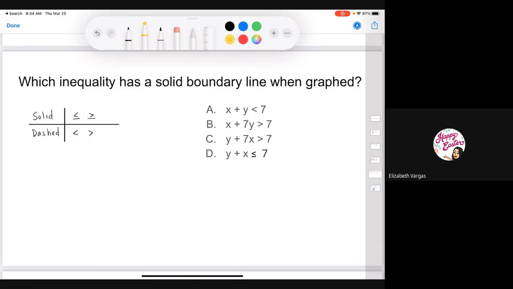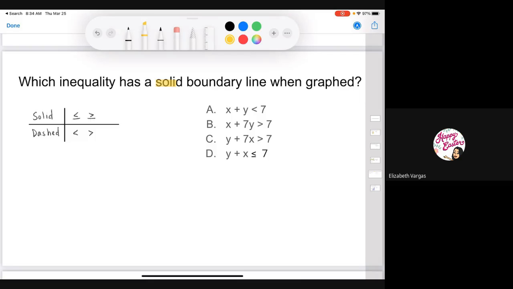Here's another problem we might encounter. And this one just asks, which inequality has a solid boundary line when graphed? Well, we looked at when we use a solid line and when we use a dashed line. We use a solid line whenever we have less than or equal to or greater than or equal to. And we use a dashed line whenever we have less than or greater than.